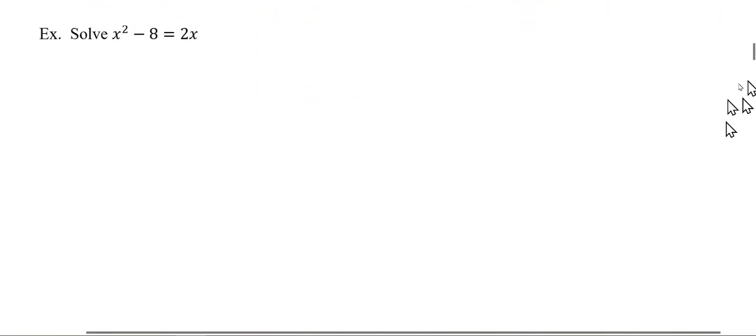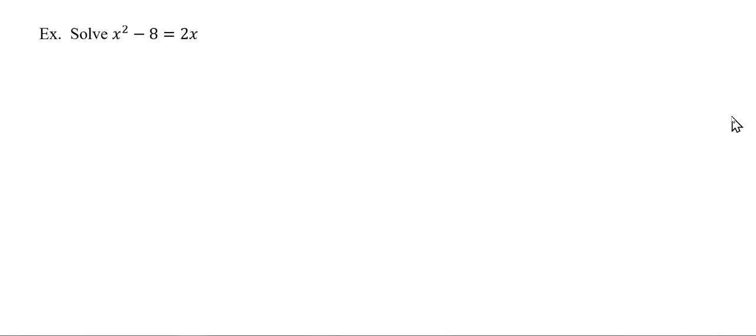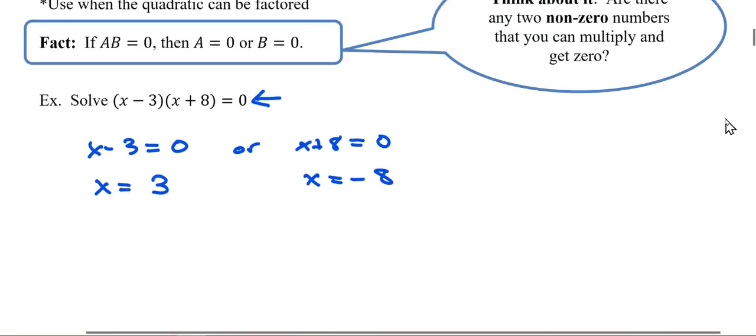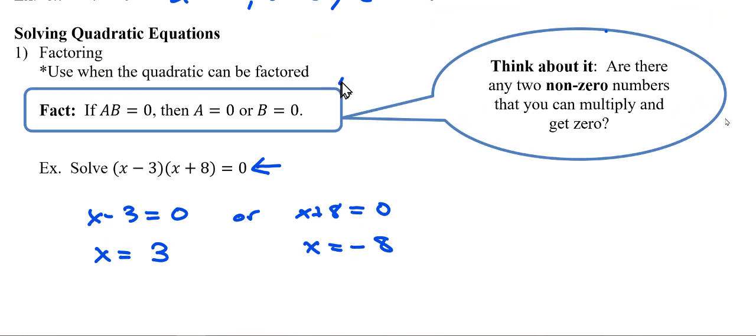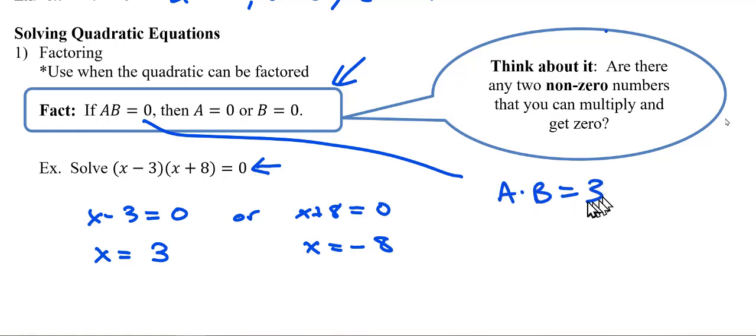Let's take a look at this. x squared minus 8 equals 2x. Well, first of all, this fact or property that we have up here only works if you have it equal to 0. If this is not 0 right here, if that's something like 3, then we have no idea what a and b are. Because, let me give you an example. a times b equaling 3.